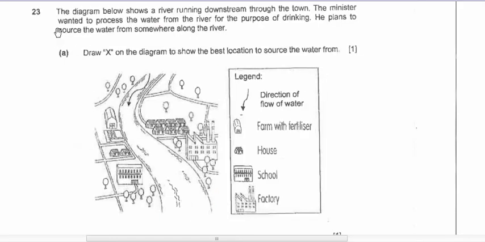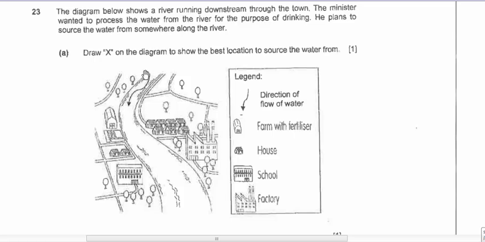Now question 23. The diagram below shows a river running downstream. The minister wants to process water from the river for the purpose of drinking. So he wants to get the water along the river. So where should he put it? Now if you look at the legend here, this is the direction of the flow. I've got a farm with fertilizer, I've got houses here, I've got schools here, I've got a factory here. So where should I get water from?